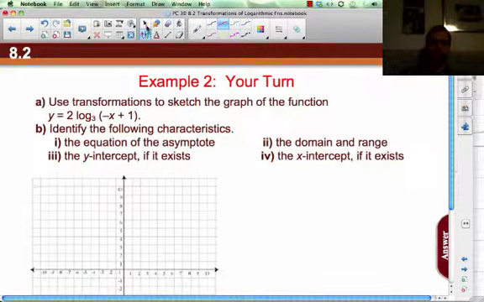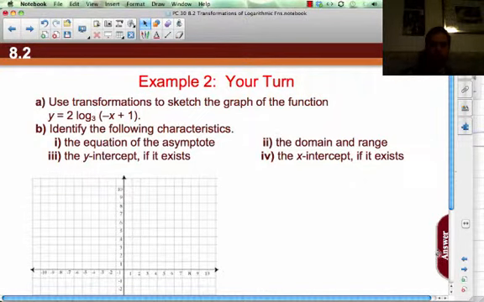Example 2, here's your turn. So you can hit pause, the answer will be there when you come back.